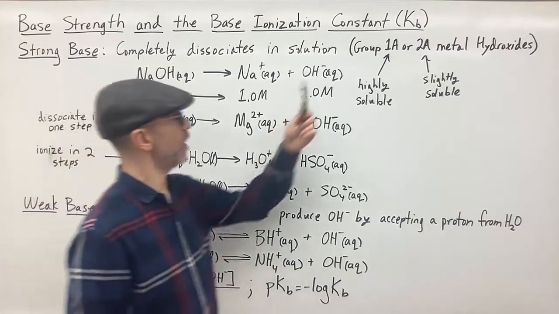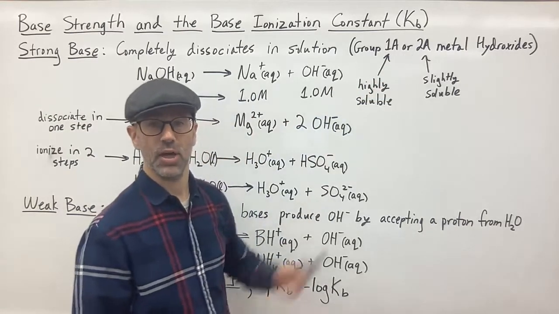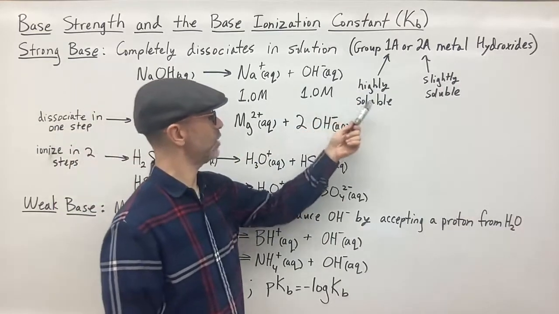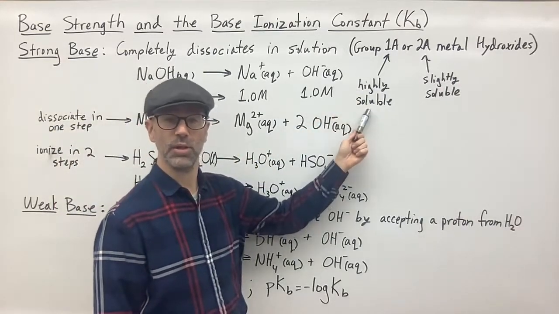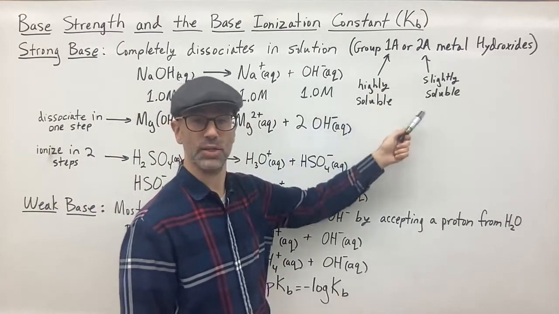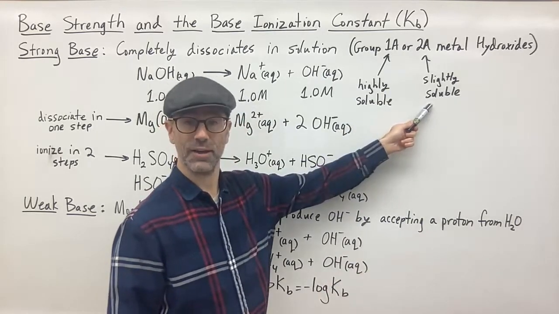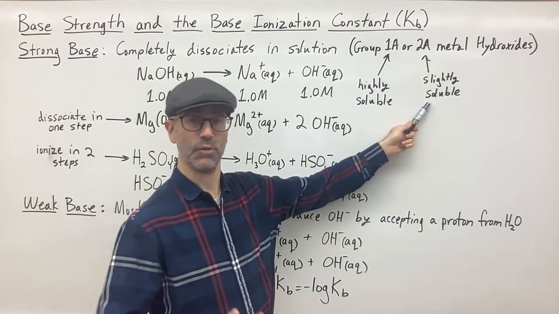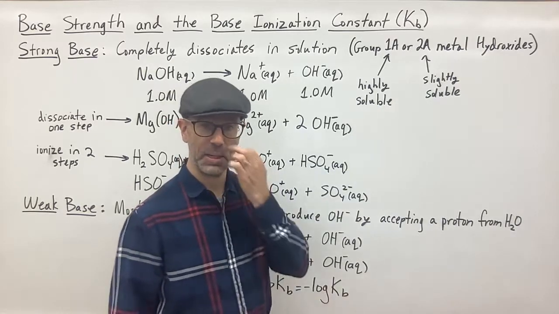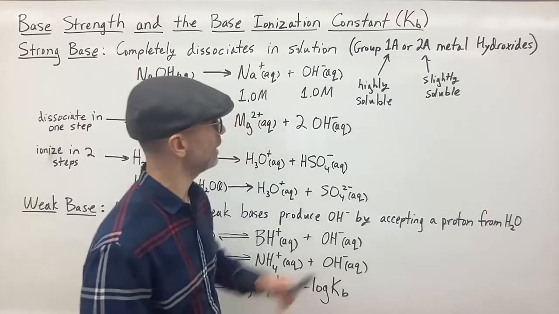Okay, so what are the strong bases? The strong bases are your group 1 or your group 2 metal hydroxides. The group 1 metal hydroxides, like sodium hydroxide and lithium hydroxide, are highly soluble. But your 2A metal hydroxides, your group 2 metal hydroxides, are only slightly soluble. This is good for things like antacids. If you have an antacid tablet, a 2A metal hydroxide is going to be the active ingredient in there.